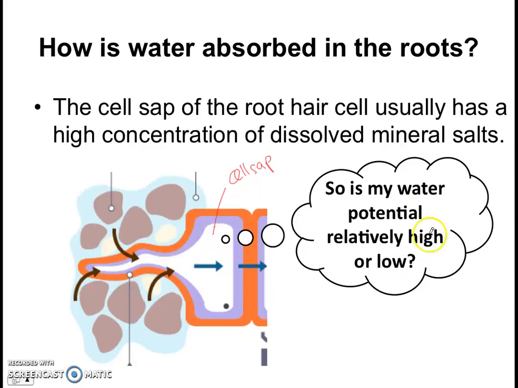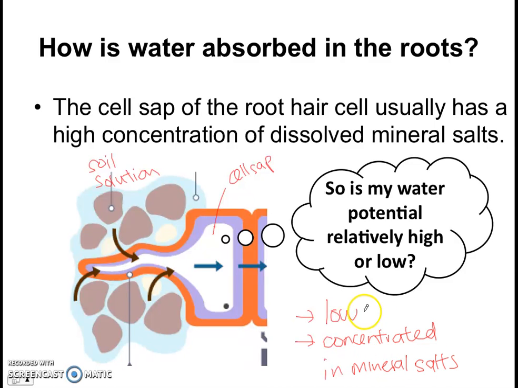So the question you should be thinking at this point is, is the water potential of the cell sap high or low compared to the soil solution outside? So this is the soil solution. And the answer is that the water potential of the root hair cell is relatively low, because it's very concentrated in mineral salts.